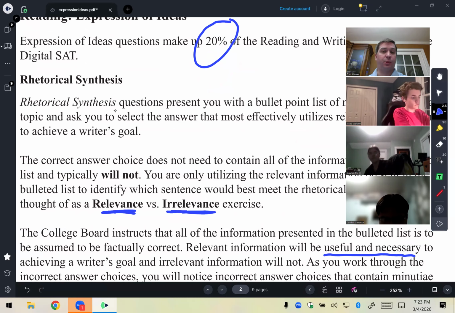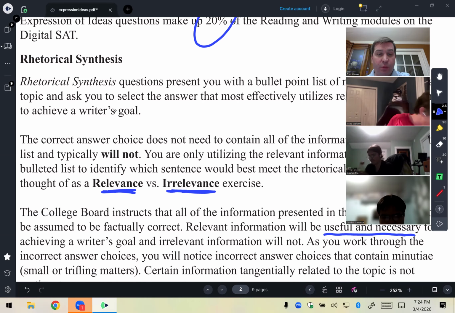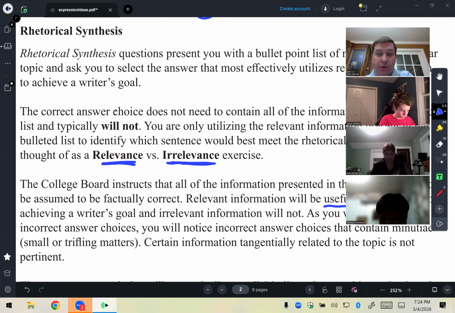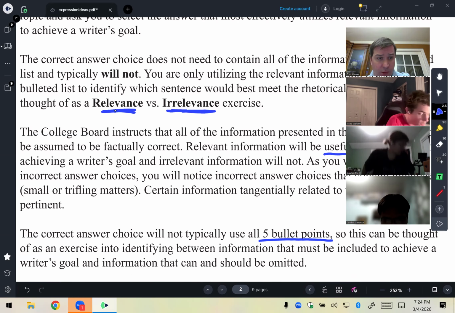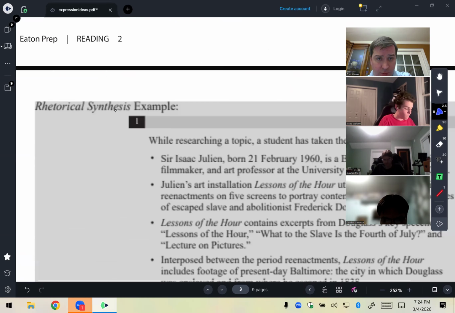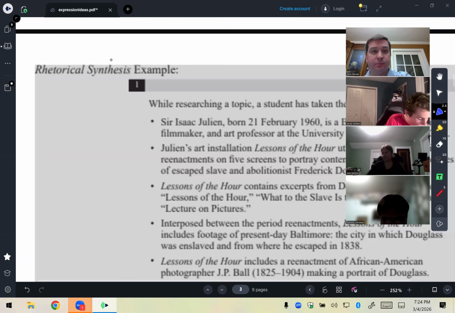Irrelevant information, we're just going to leave out that information from that bullet point. So as you work through the incorrect answer choices, you will notice incorrect answer choices often contain minutia. These are just smaller, trifling matters. Certain information tangentially related to the topic is not pertinent to the student's task. Yeah, the correct answer choice will not combine all 5 bullets. All right, so let's take a look at an example. All right, here's our example.